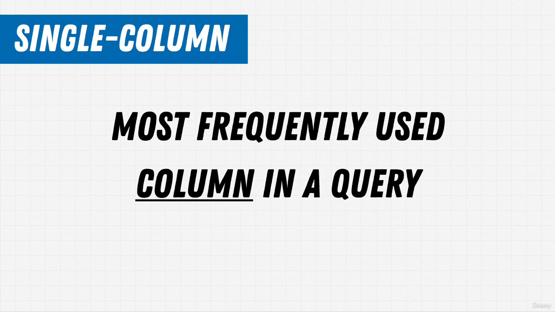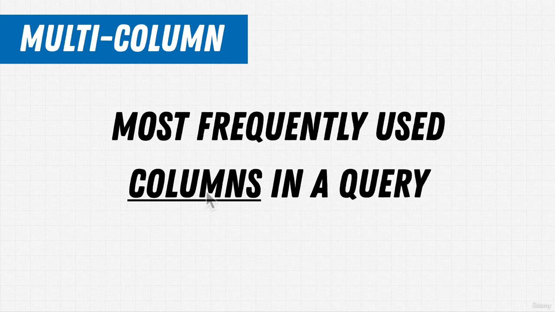Single column indexes are indexes that are used against the most frequently used column in a query. The most frequently used column is often the column that you are referring to in every single query in the where clause. So that's the column that you are going to apply an index against. Then we have multi-column. Multi-column is the same as single column, but you're applying it against a group of columns in a query. So multiple columns.